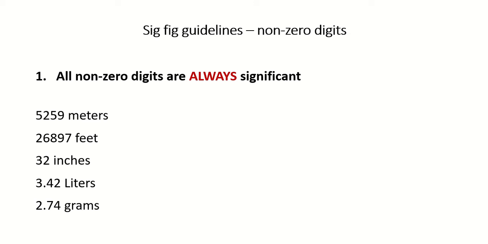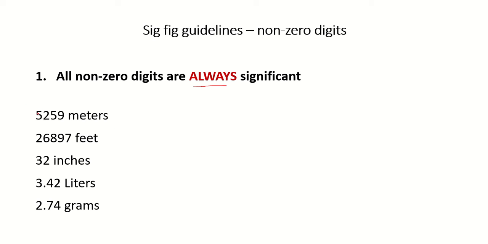The first rule, or more like a guideline, is non-zero digits. When you are given a number, check what type of number you have. Check if you have any zeros. Check all these numbers. Are there any zeros? You don't see any zeros. So in the first significant figure rule, we say that all non-zero digits are always significant. So let's count the number of significant figures in each of these given numbers.